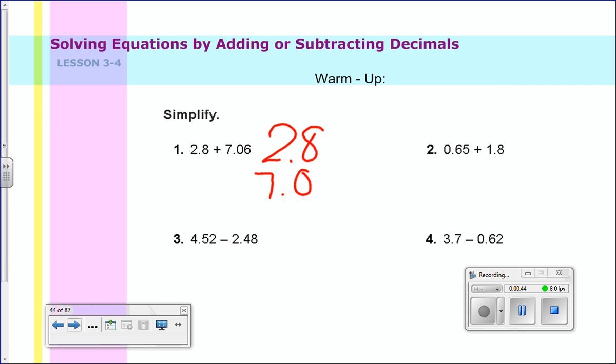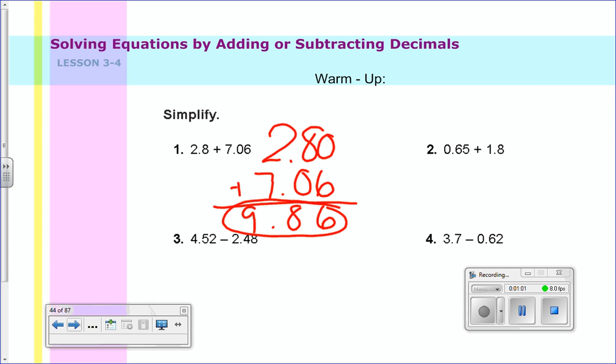So I have 2 8/10 plus 7 6/100. I add a 0 to make it the same, then I add 0 plus 6 is 6, 8 plus 0 is 8. The decimal point is carried down, 7 plus 2 is 9. So I get 9 86/100.